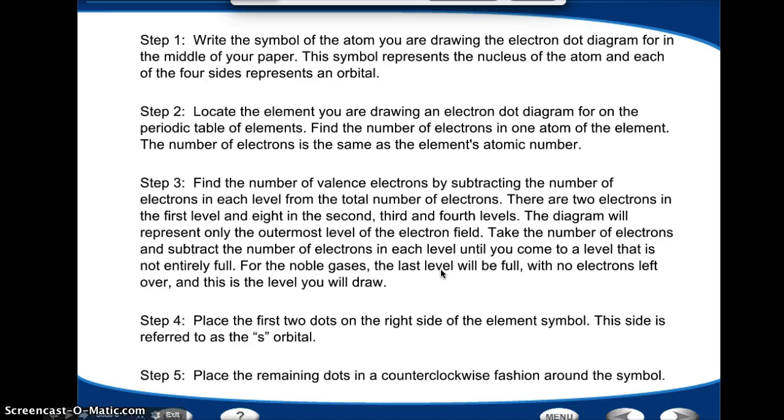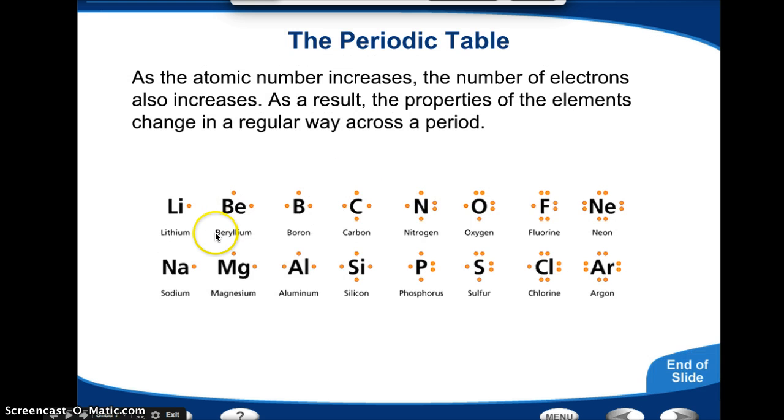So these are the steps. You write the symbol and locate the element, count the columns, and figure out how many valence electrons. And then we go ahead and we start down here. Place the first 2 dots on the right side of the element symbol. This side is referred to as the s orbital. Place the remaining dots in a counterclockwise fashion around the symbol. So we always go one step at a time. If we were looking at lithium or sodium, they all have 1 valence electron. They're in group 1. That's how we would write it. Magnesium and beryllium, that's how we would write it. Boron and aluminum, that's how we would write it, and so forth.